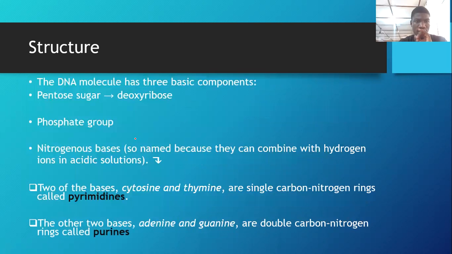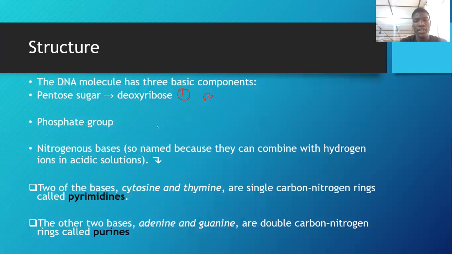Let's continue. So the DNA molecule has 3 components. The first component is a deoxyribose, which is a pentose sugar, a 5-carbon sugar. Let us write that here. And then it also has a phosphate group. Okay, good. And then a nitrogenous base. But the nitrogenous bases come in 2 different forms. Either it has a single ring or double rings.